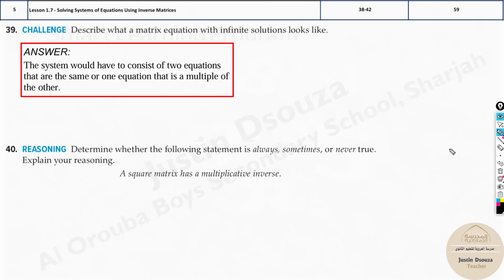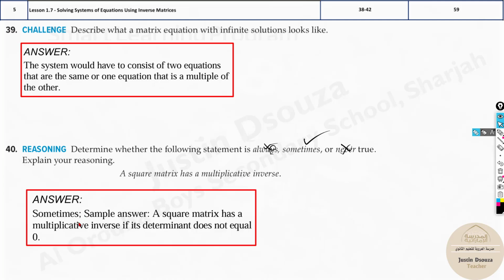So what happens is, you can't say it's always or never. That is wrong. It's sometimes. So that's the thing. Why? Because if you get the determinant of a matrix equal to 0, then you do not have a multiplicative inverse. Inverse exists only when the determinant is not equal to 0. So the answer is sometimes. A square matrix has a multiplicative inverse if its determinant does not equal 0. So if it is equal to 0, it doesn't have an inverse. That's all.